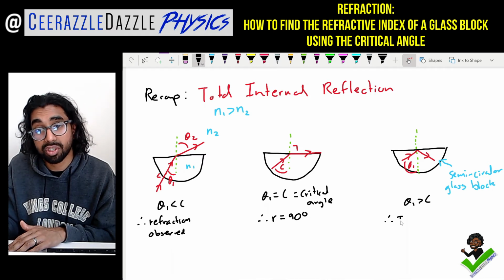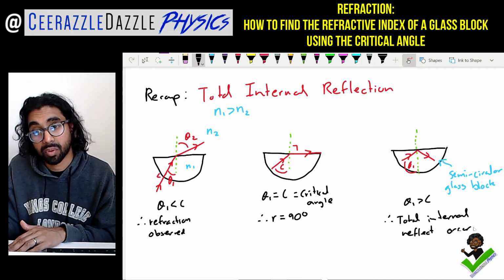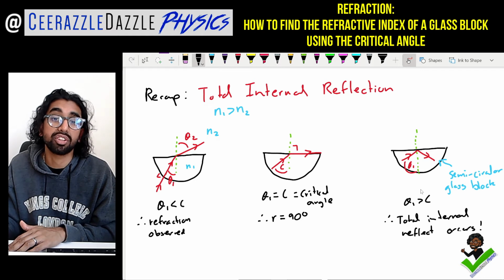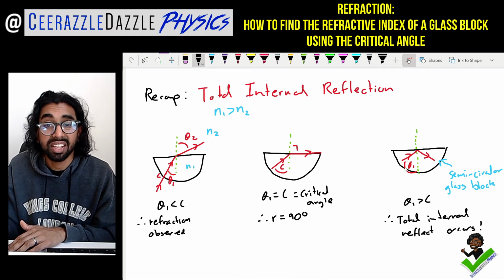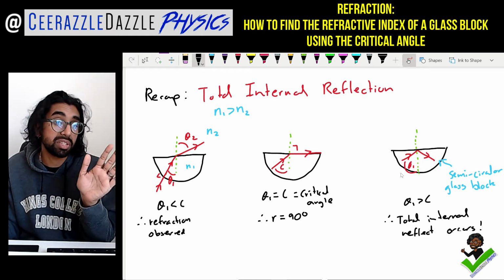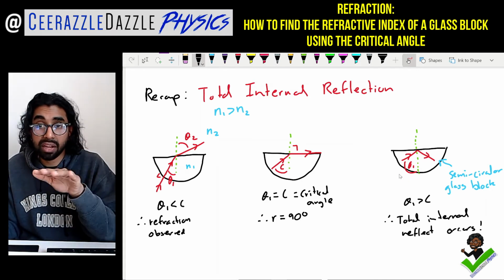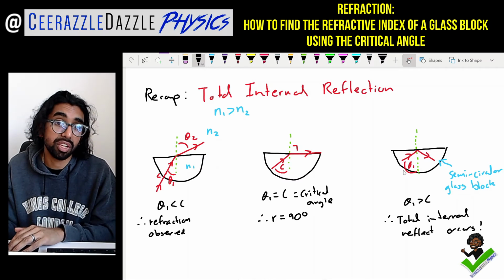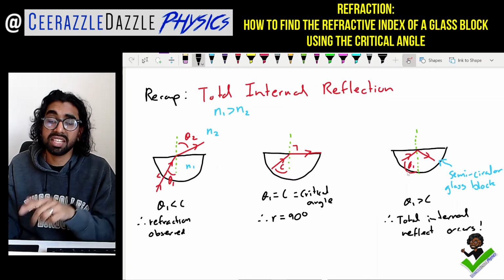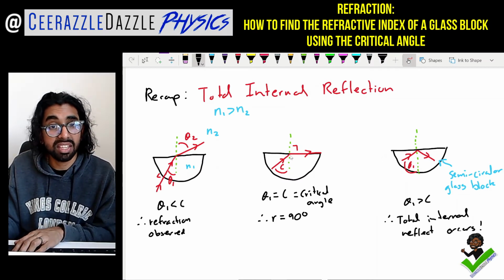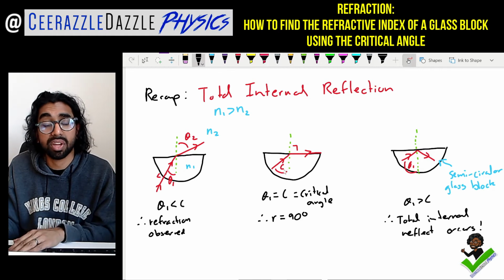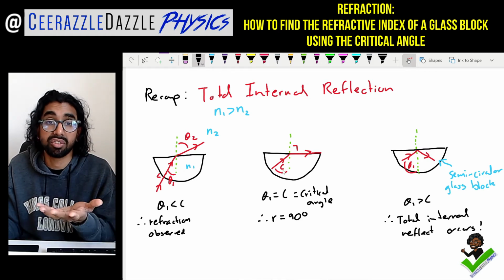So total internal reflection occurs. Wonderful stuff. That's theta 1 over here. You've got to be able to identify when it is going to be refracted, when it is along the boundary, and when total internal reflection occurs. But for today's lesson, make sure you understand that for C, this angle of incidence will be the critical angle, and the refracted angle is 90 degrees.